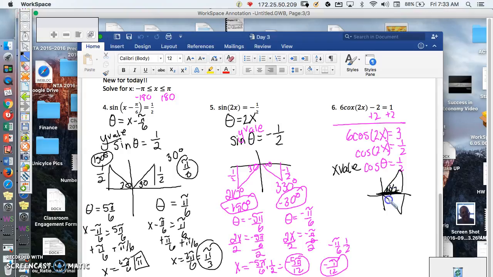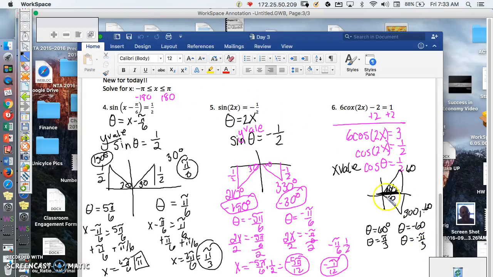So this has to be 60. So 60 degrees and 300. But it has to be between negative 180 and 180. So this would be negative 60. So we have theta equals 60 degrees, which in radians is pi over 3. And theta equals negative 60. So we have negative pi over 3.